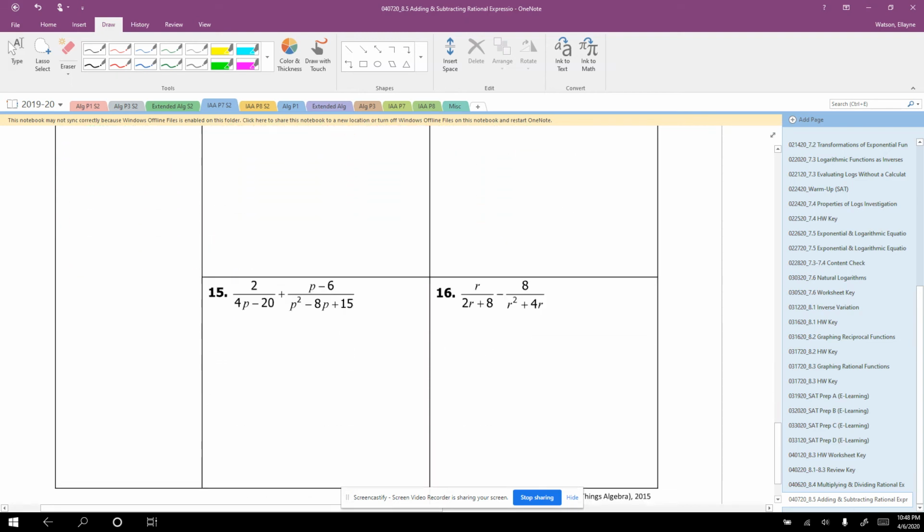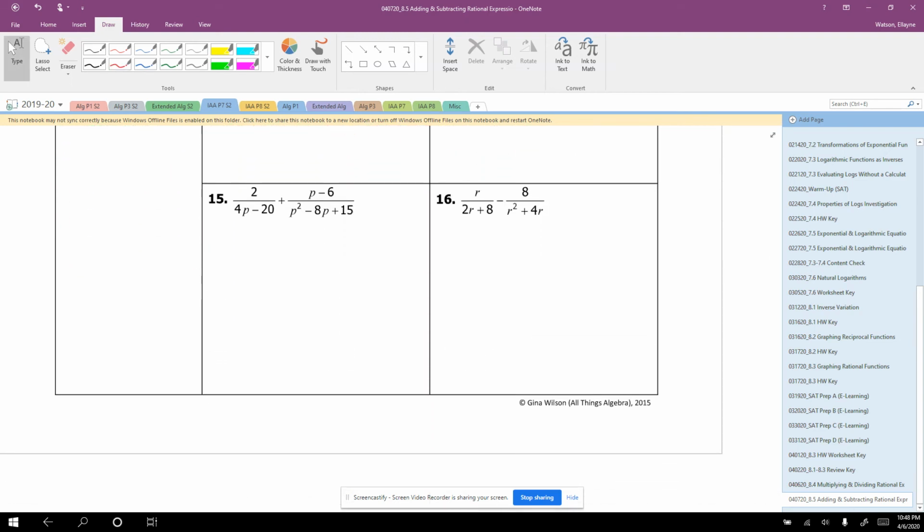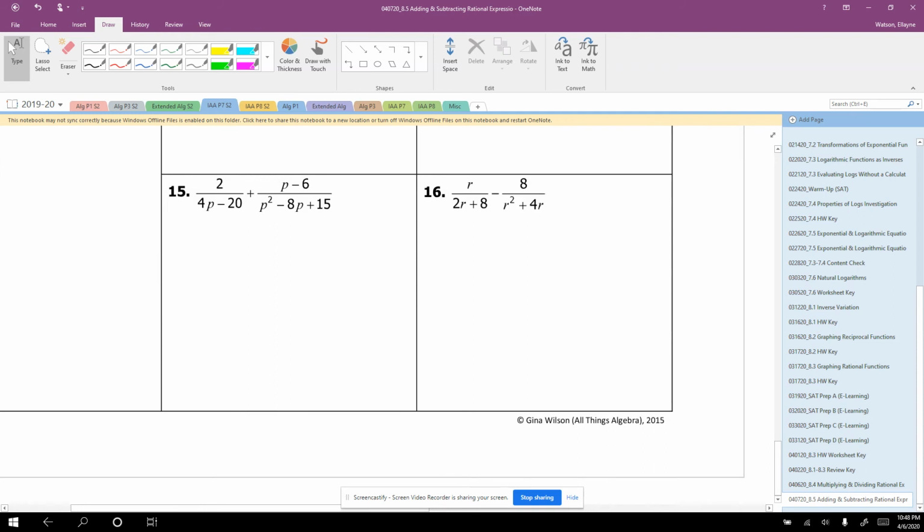Let's do one last set here. And these are probably the hardest ones that you'll see through this section. Okay, so first step, factor. This is take out a 4. I'm left with p minus 5. Over here, this is going to factor to p minus 5 times p minus 3. So LCD, see I need a 4, I need a p minus 5, I need a p minus 5, I already have it. I need a p minus 3.